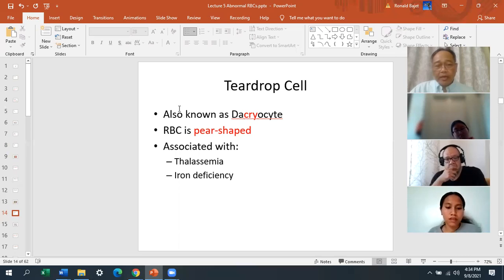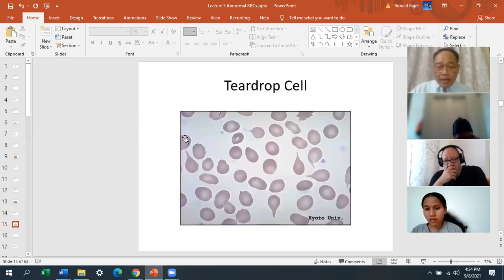Okay, so dacryocyte, cry, teardrop cell. Make sure you know the alternate name. Like I said, it's pointed on one end. Here, obviously, they look like tears, okay, pointed on one end. These are dacryocytes, or teardrop cells.